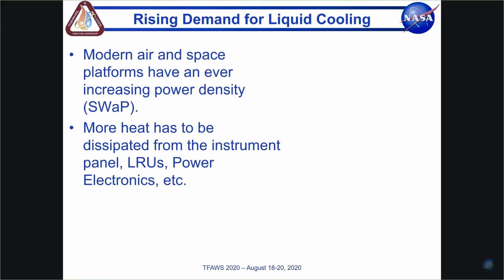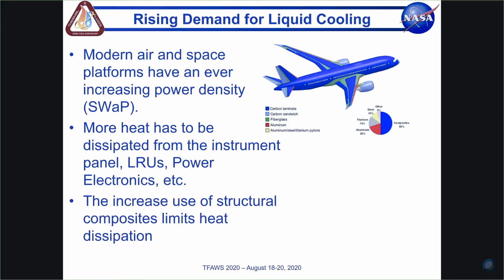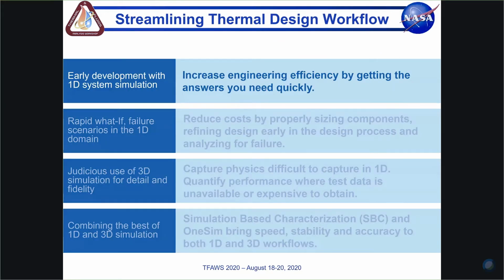And as that power increases, we have to dissipate more heat from things like instrument panel, avionics, LRUs, any power electronics. As electrification starts to take over in aerospace, it becomes increasingly important to get that heat away. Furthermore, as we move to composite construction everywhere, that's limiting how heat is dissipated. So liquid cooling is becoming more and more important.